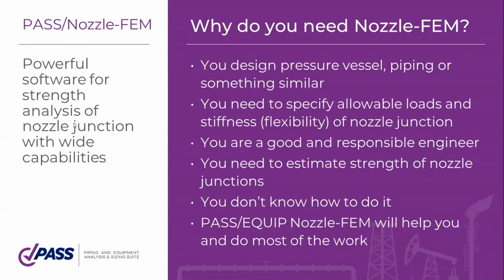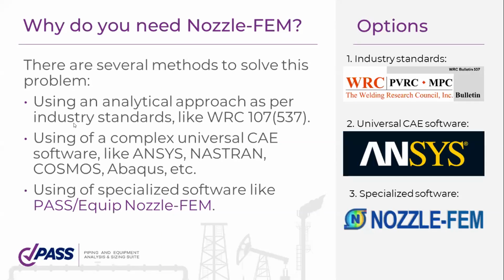So you need to solve two tasks. You need to check the strength of your nozzle junction, and you also need to get the stiffness and flexibility of the nozzle junction to use in your piping stress analysis calculations. So how to do this? There are several approaches. There is the analytical approach according to some industry standards like WRC, different variants of WRC. You can also use some universal solvers like ANSYS, Nastran, etc. And you can use some special software like our PASS/EQUIP Nozzle-FEM.